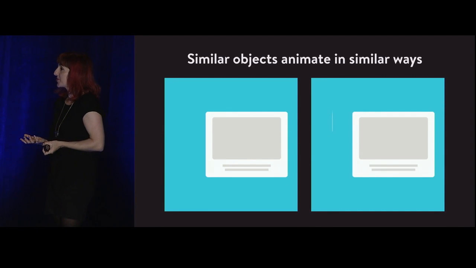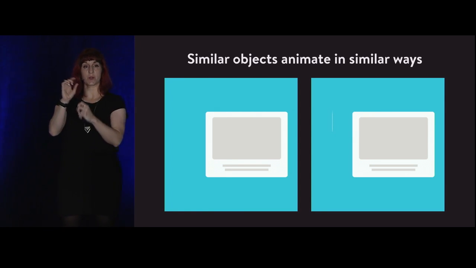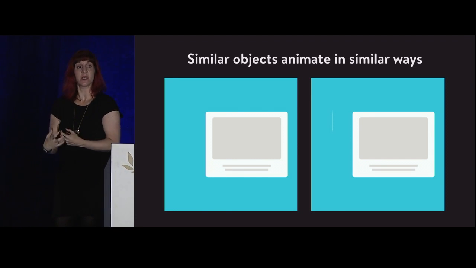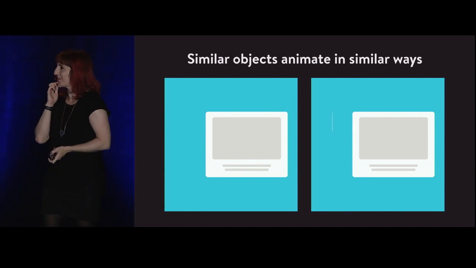similar objects move in similar ways. And we saw that just now with our little title and our ticket info, those two pieces of text. They were both child elements. They were both giving you details about your reservation. So we made them move in the same way. We didn't have to, but it was a logical way to do it.